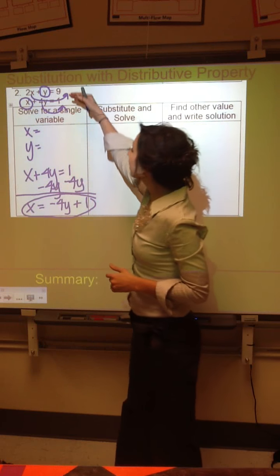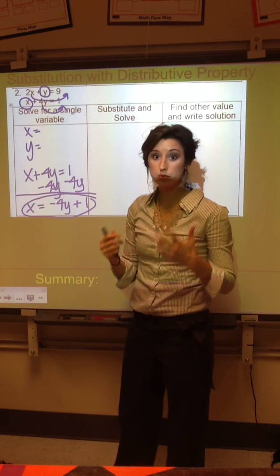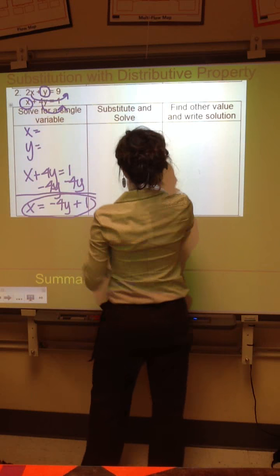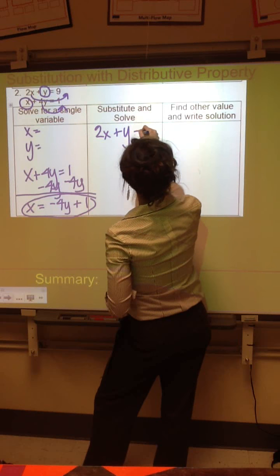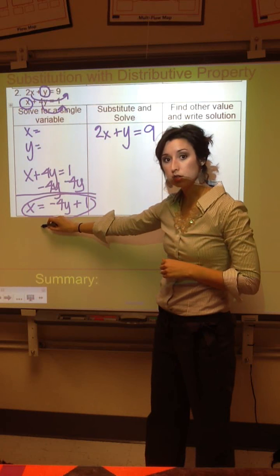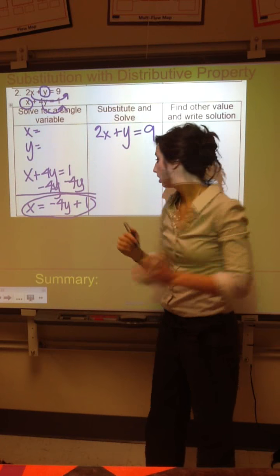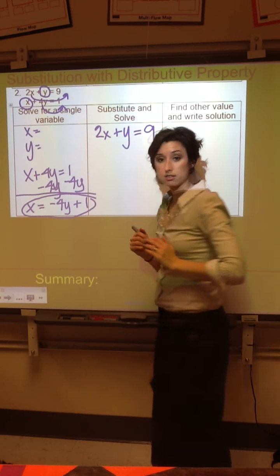Now that I've solved for x, I'm going to come to my second column, and I'm going to use the other equation, the one I did not work on. Okay, so let's rewrite the other equation. It was the top one. We're going to say 2x plus y equals 9. Now that I know x, remember you're just going to put brackets around it, and you're going to plug in what your x is for this x.